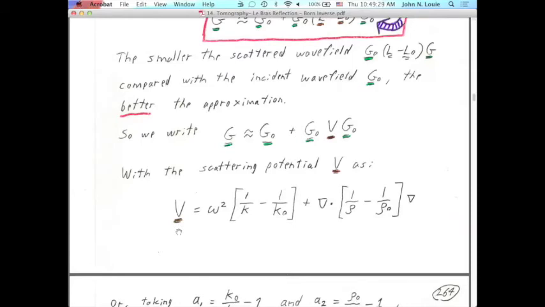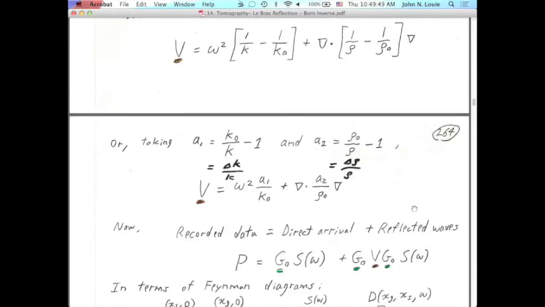Okay, the scattering potential V in the omega domain still is omega squared times the quantity 1 over k minus 1 over k naught, plus del dot, and then the quantity 1 over rho minus 1 over rho naught, and then there's del again.